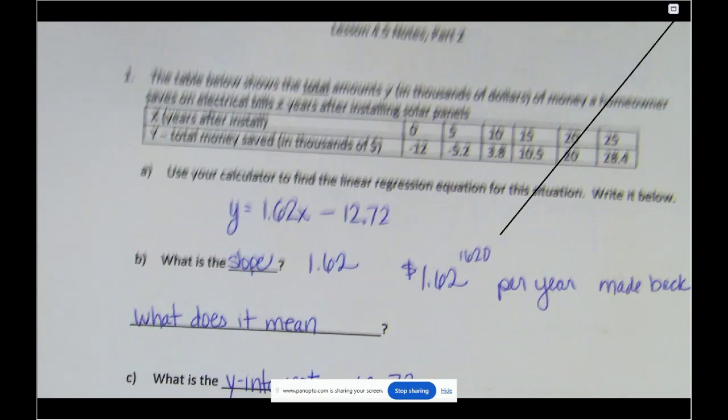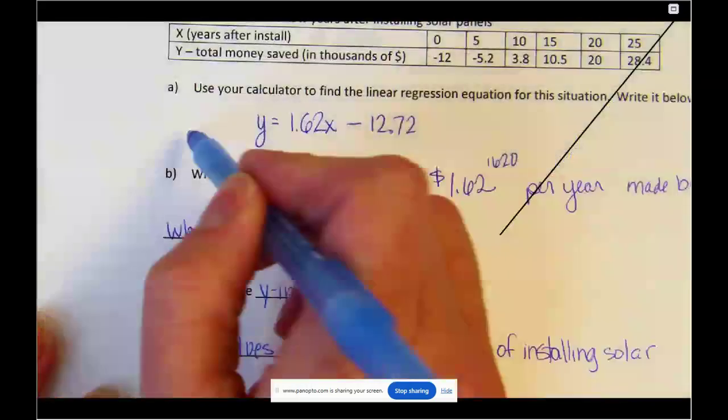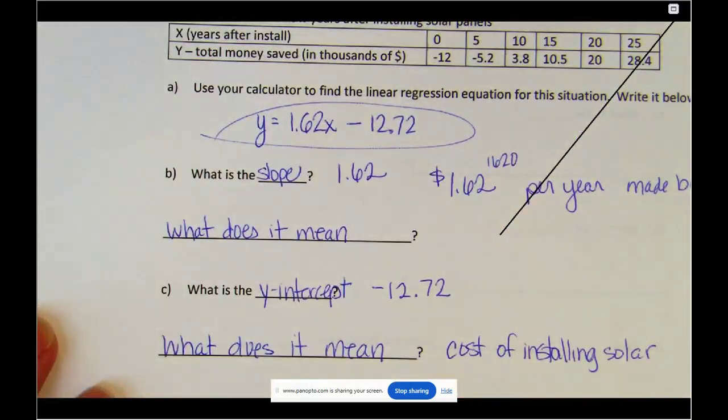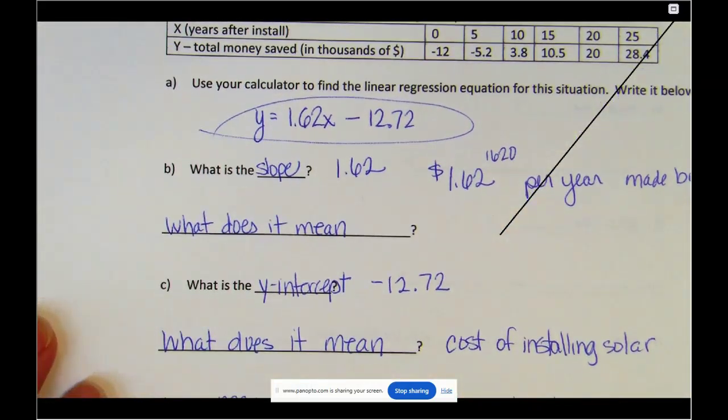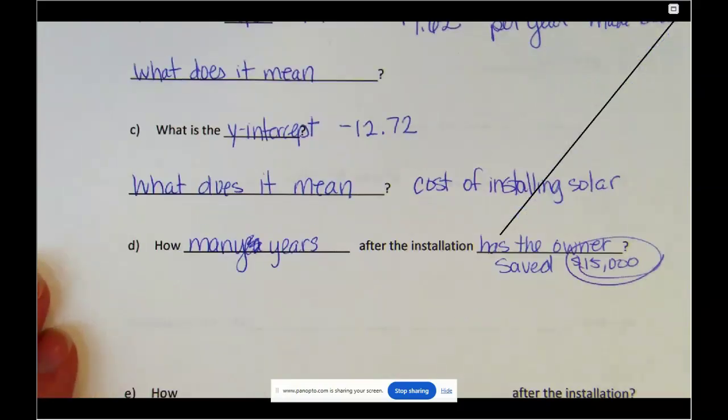Look, this is Y. It says total money saved. So listen, I go to my equation that I have here. What number do I put in for Y? This is a sneaky question. What number do I put in for Y?